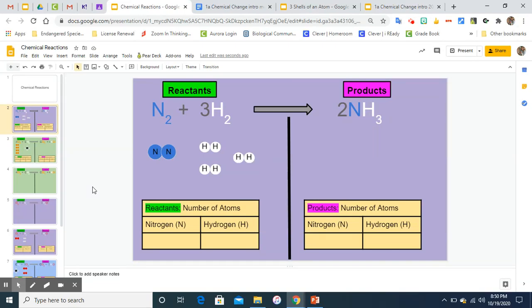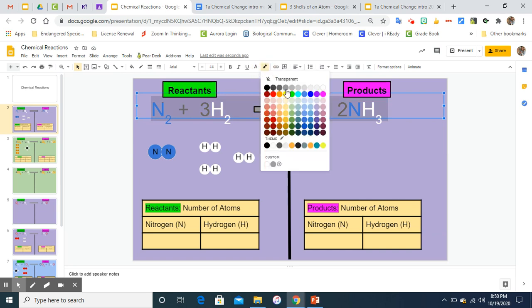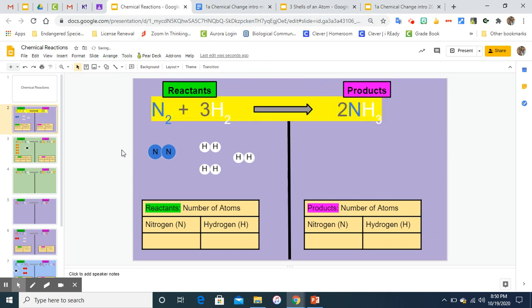In this assignment, you're going to simulate what's happening to the molecules in a chemical equation, or when a chemical reaction happens. You'll notice in your slideshow that at the top of each slide, you'll see the chemical equation written out. I'm going to just highlight it in yellow just to point it out. So there's the chemical equation.